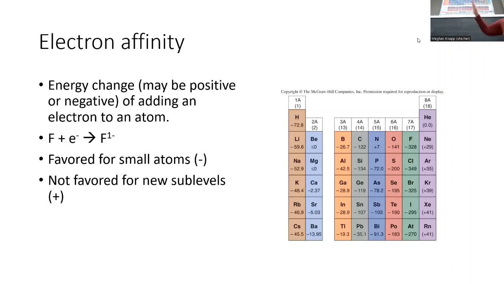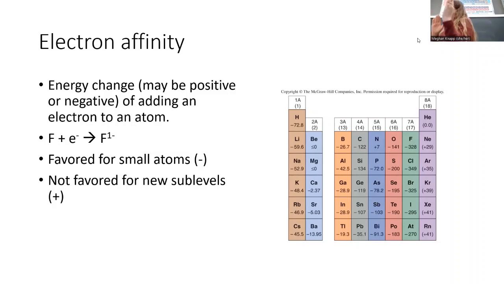So this chart has the electron affinities on it. If you can't read this, most of them are negative. Negative means it's favored to add an electron. The noble gases are positive because they do not want to have an electron added to them. But the trend has lots and lots of exceptions.